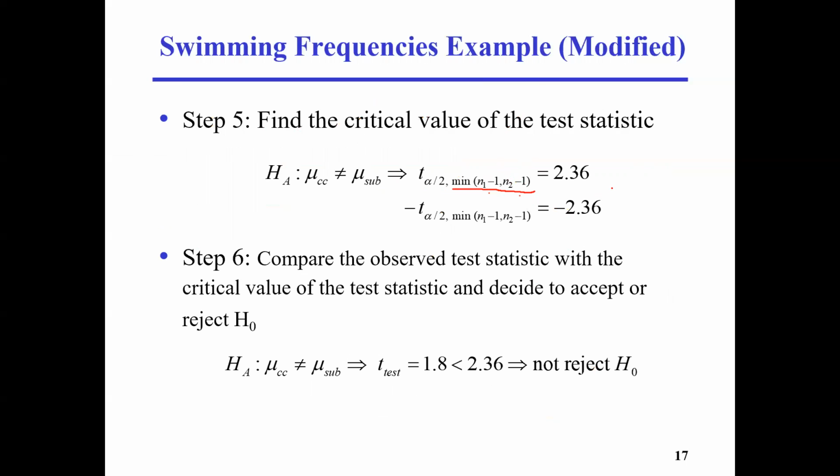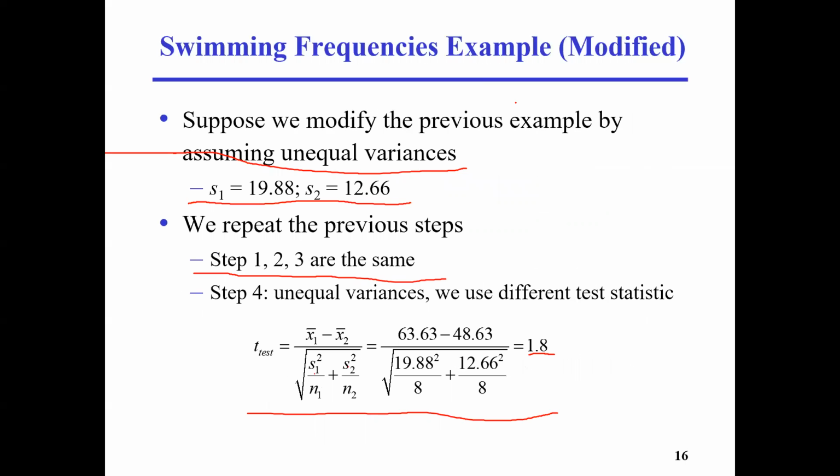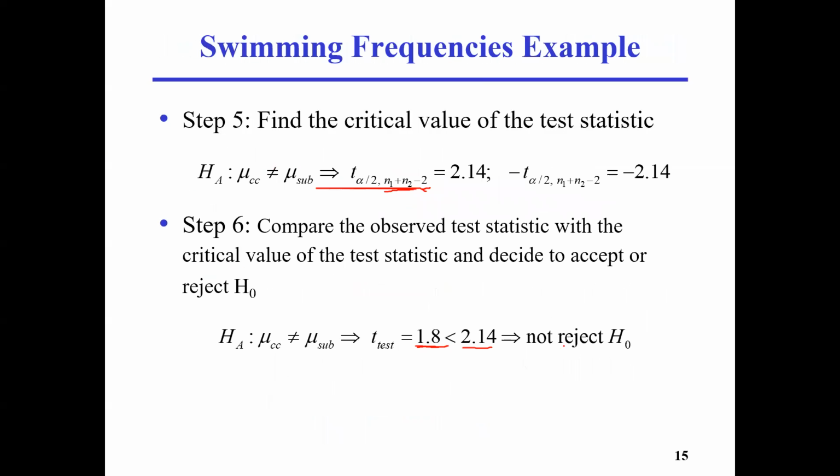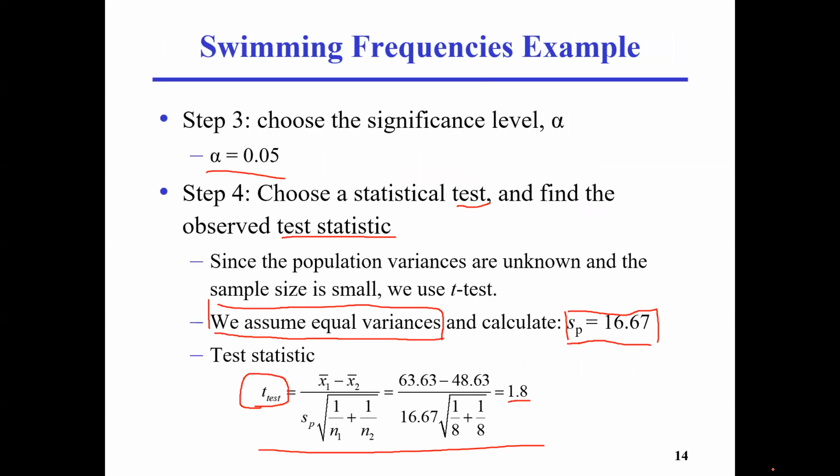Okay, then use the t-table to find the critical values. You'll find that this time the critical values are positive and negative 2.36. But still, 1.8 is smaller than it, which means that you should not reject. So 1.8 is the t-test value for the second example. Conveniently, 1.8 was also the value for the first example when we assumed equal variances.